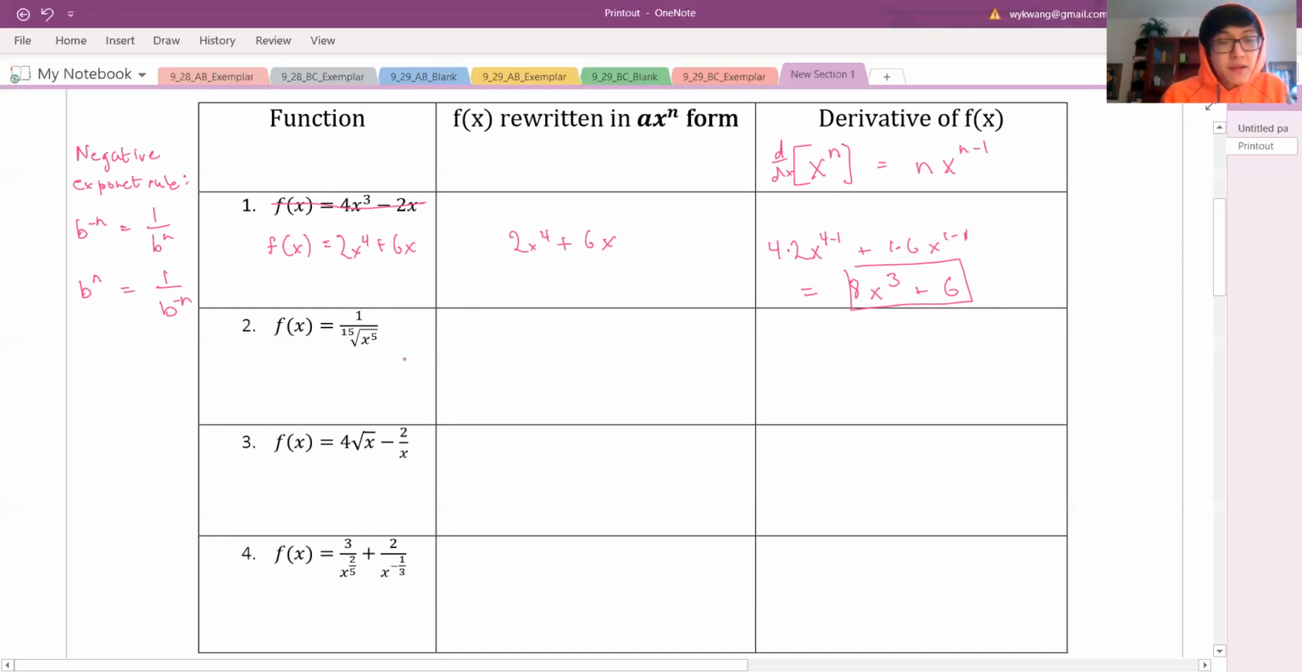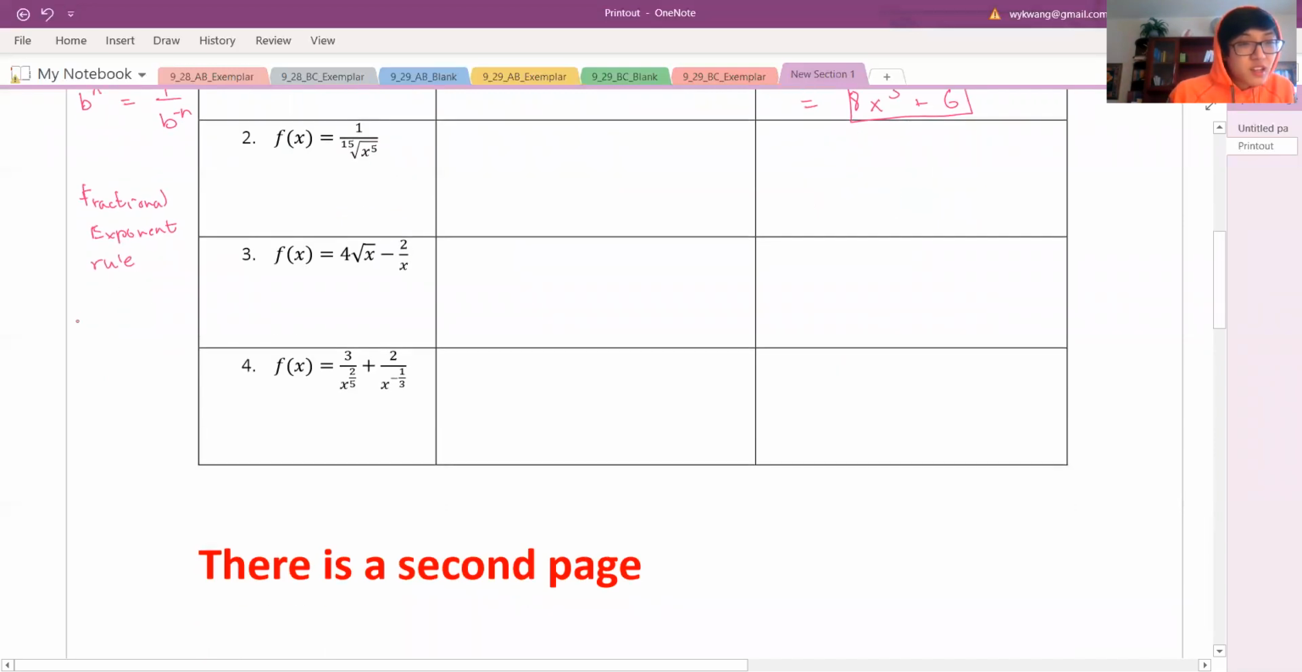So in this case, 1 over, oh, sorry, we also have another rule, which is the fractional exponent rule, which says a to the m over n is equal to the nth root of a to the m. So the denominator is the n, and it's also the root. And m is in the numerator, and it's also the exponent.